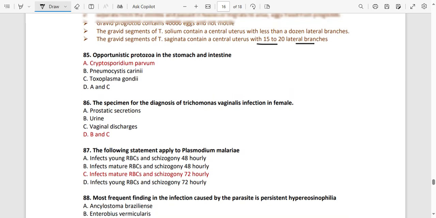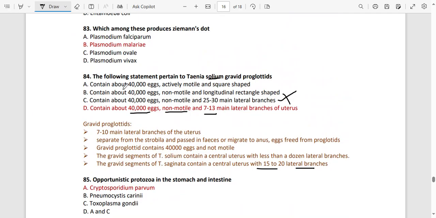So let's look at this again because I've just realized a doc mentioned something. Contains about 40,000 eggs, non-mortal and longitudinal rectangular. Doc, you said it's a doc that says something about this. So what would you say about this? Contains about 40,000 eggs, non-mortal, longitudinal. Since the doc I think mentioned gravid proglottid is longitudinal, rectangular, isn't it?